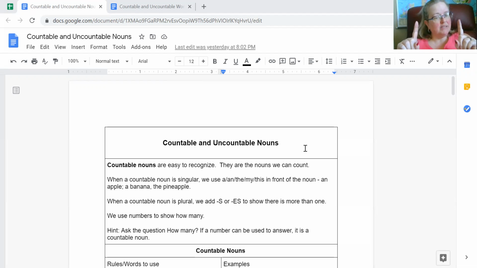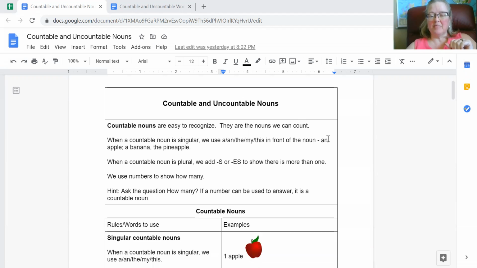But not all nouns can be made plural. And that's what we're learning today. First, let's look at countable nouns. Countable nouns are things that can be counted using 1, 2, 3, 4, 5, and so on. When we are using countable nouns, we can use a or an or the in front.